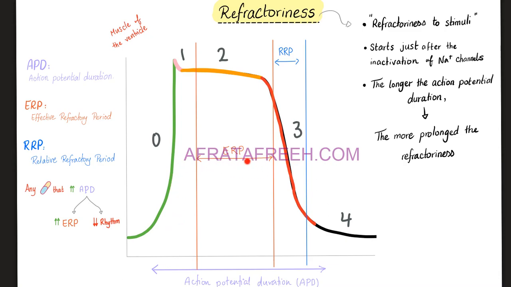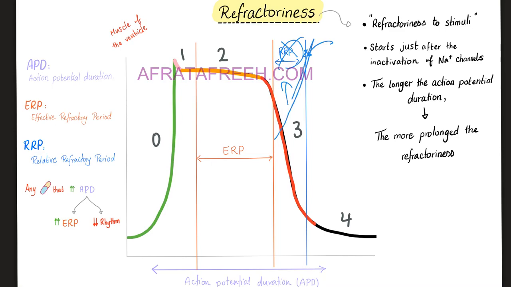Here we have something called the effective refractory period. Your heart cannot get stimulated here. And this is the relative refractory period. Normally, you cannot stimulate the heart here. But if you have a very, very strong stimulus, you can actually override the refractory period and stimulate another upslope, another phase 0, like this one.